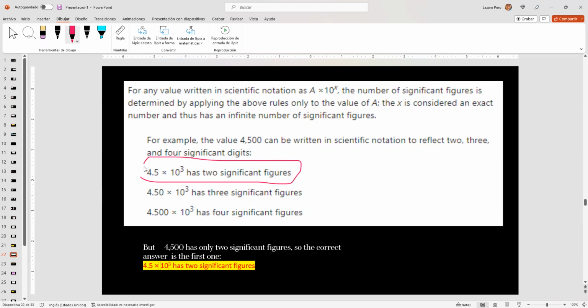Why? Because this number has only 2 significant figures. You don't consider this part significant. So this one is incorrect and this one is incorrect. Since this number has only 2 significant figures, you have to report it this way with two significant figures using scientific notation.